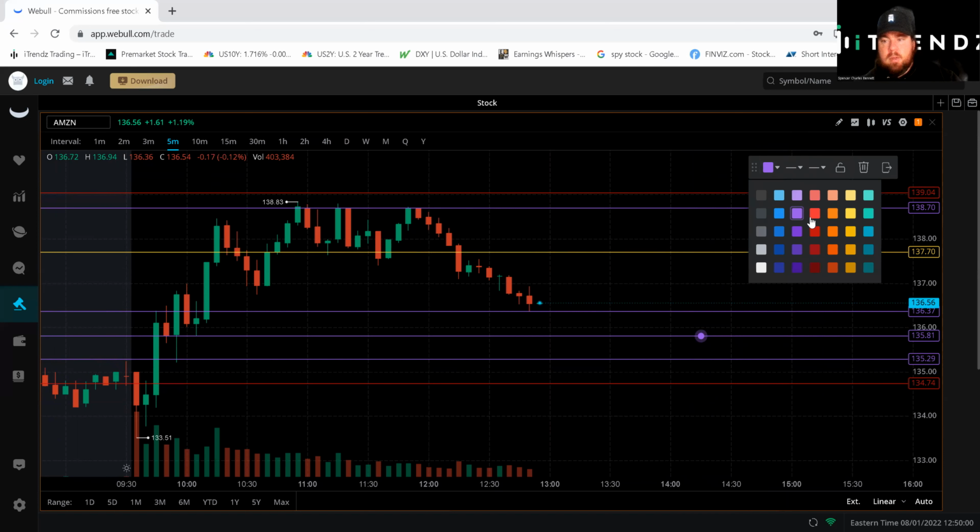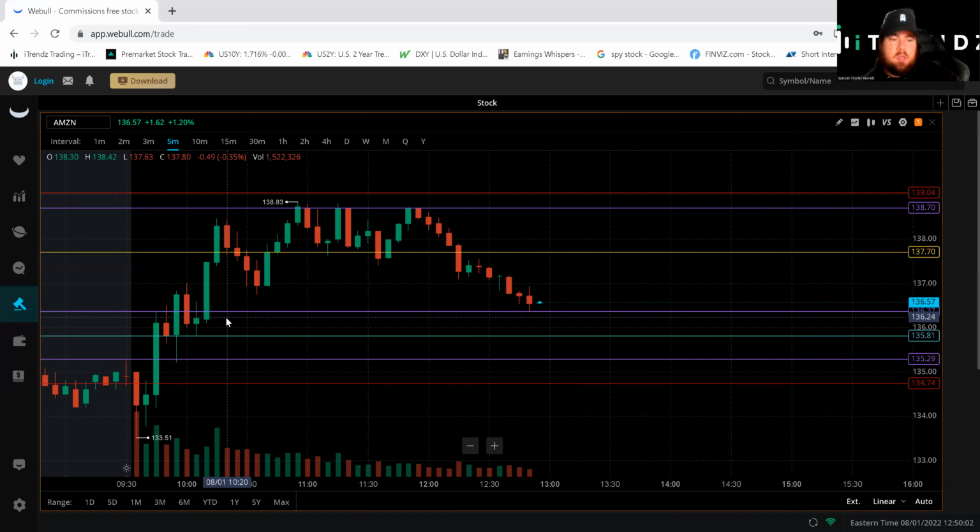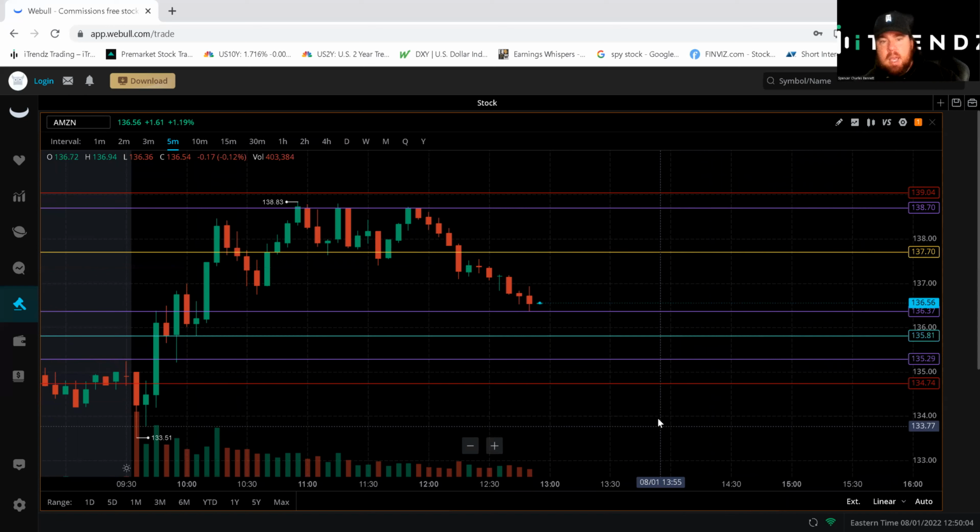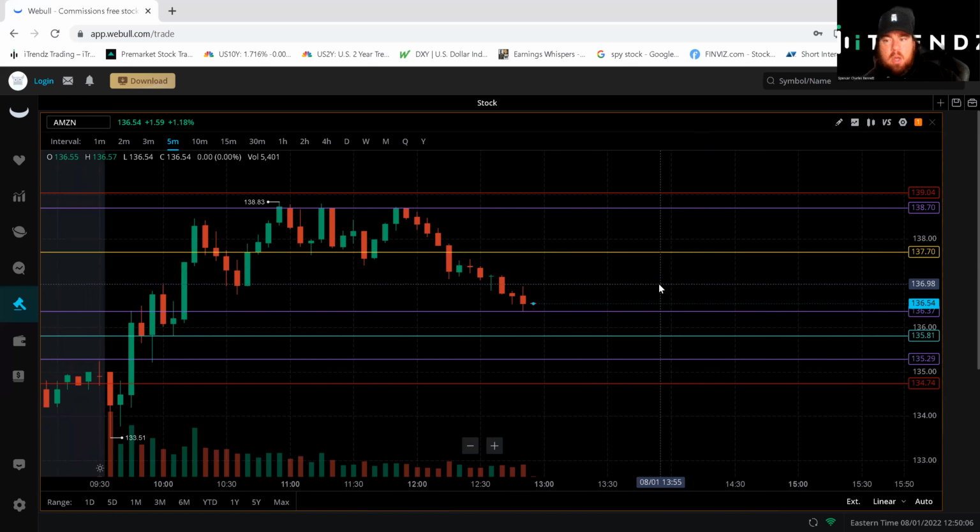I know it's a lot of lines. I'm going to differentiate this line just so I know this was for the scalp trade. Now, as you can see, we have our levels going on a scalp trade for Amazon. You can see it reject that 138.70. So that would have been a nice entry.